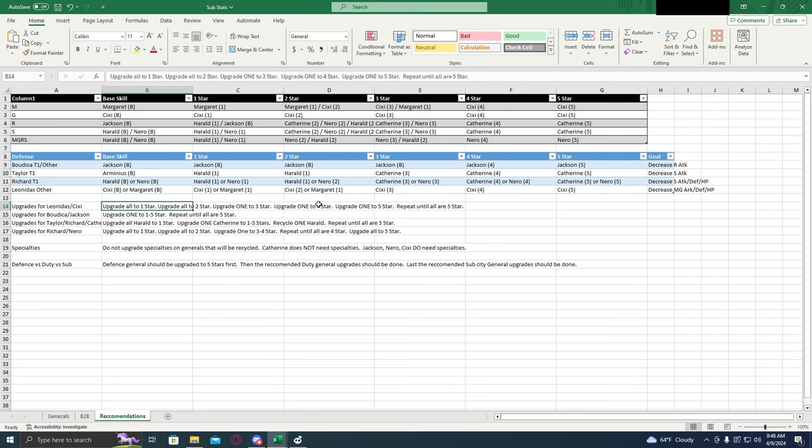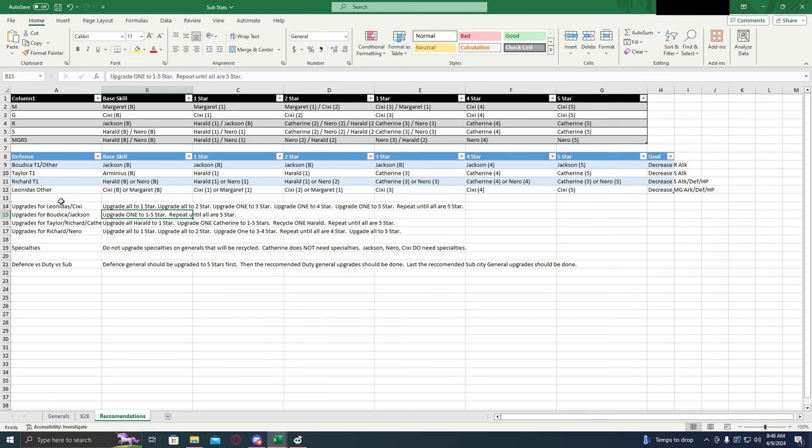Upgrade that same 3 star to 4 star and that 4 star to 5 star. And then you're going to start over again with a 2 star 6E to 3 to 4 to 5 until they're all 5 star. If you're using a Bodhica defense and you want to use Jackson, you're going to upgrade them one at a time up to 5 stars.